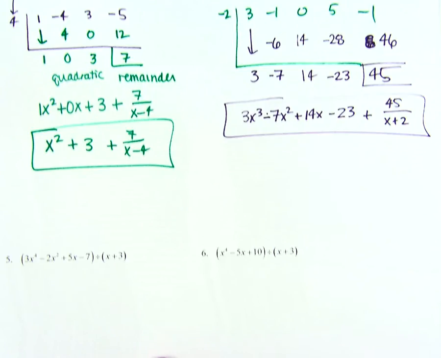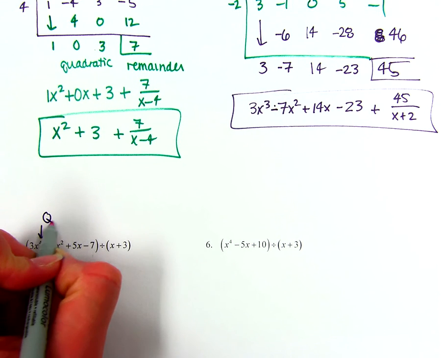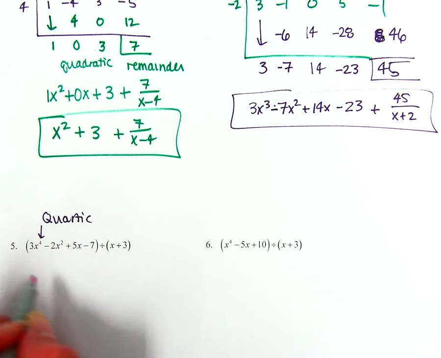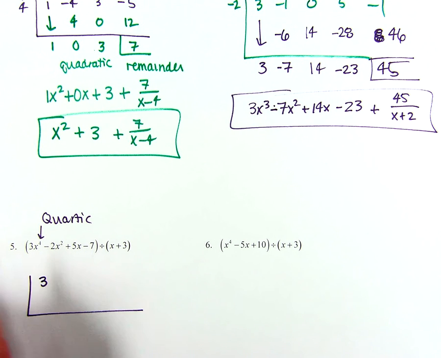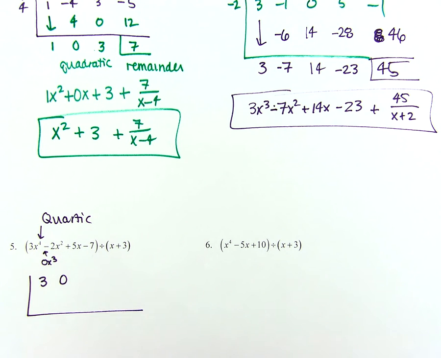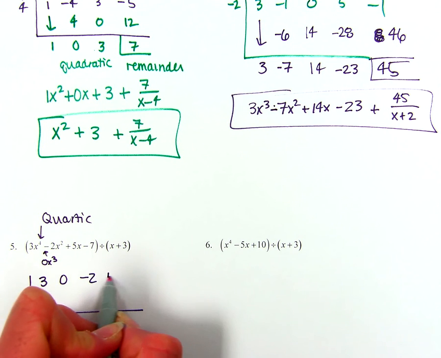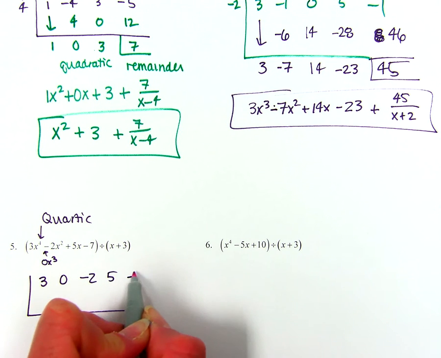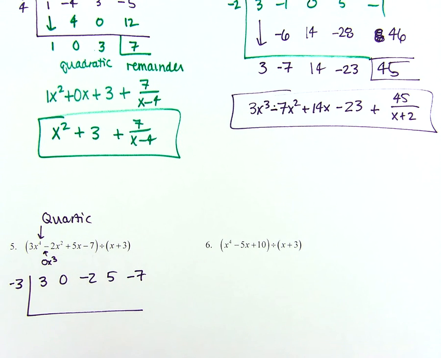All right, 2 more problems. So make sure you're looking at this degree. That degree is to the 4th power, so it's quartic. But that means I need to have how many x to the 4th? Do I have any x cubes here? So no, I need to have a 0 there. Then how many x squareds? I have negative 2. Then I have plus 5 for x's and negative 7. All right, what's the opposite of plus 3 is negative 3.